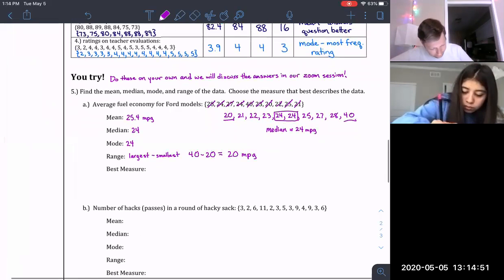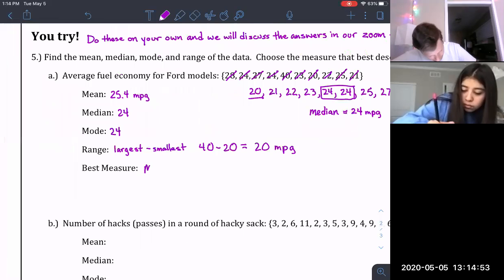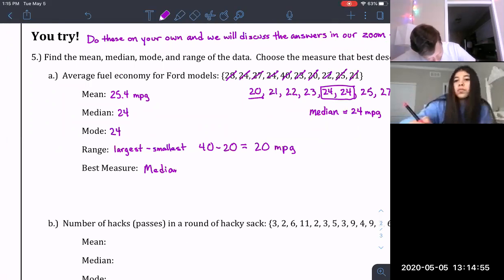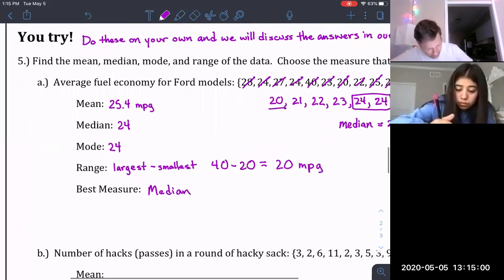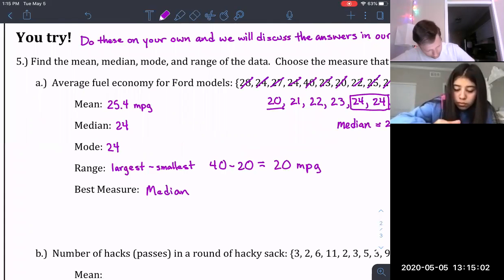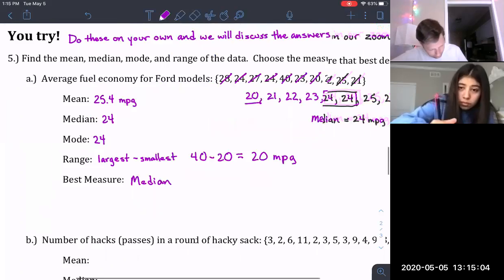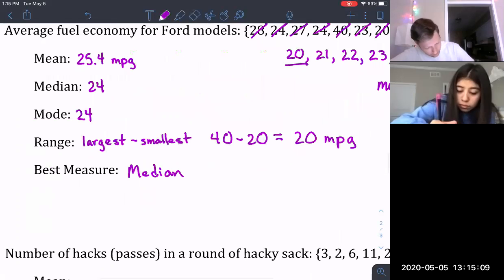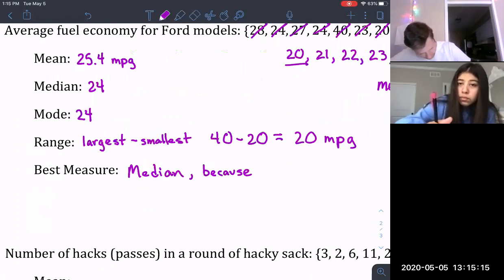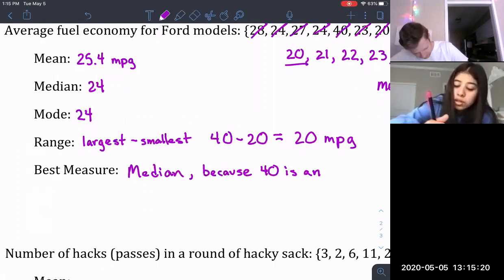Okay, and like I said, the best measure in this case would probably be the median, because there is an outlier of that 40 that's really a lot higher than what the median is. Okay, so what can we say here? Median, because there's 40, an outlier. Yeah, 40 is an outlier, or there is an outlier, either way.